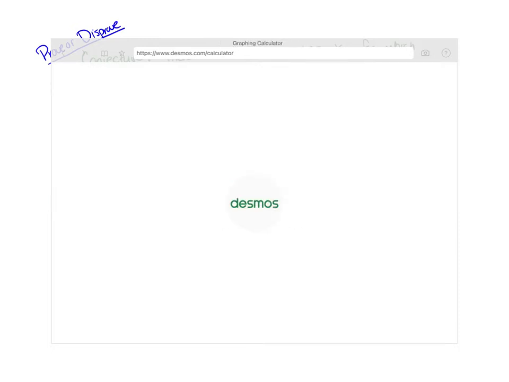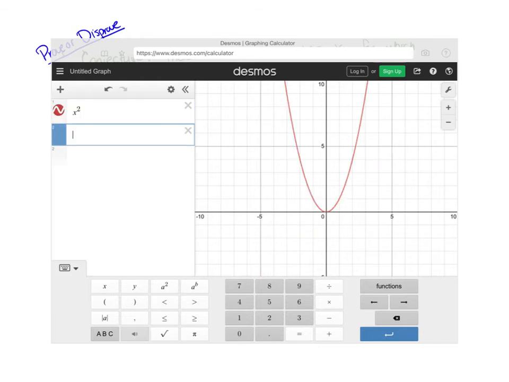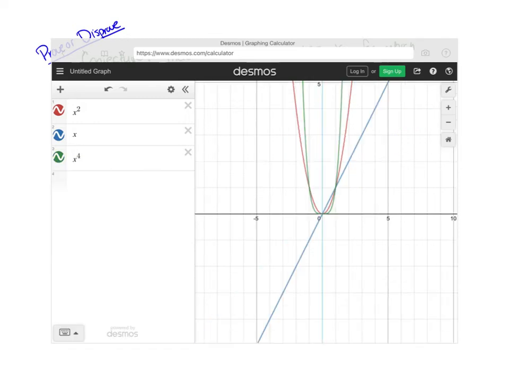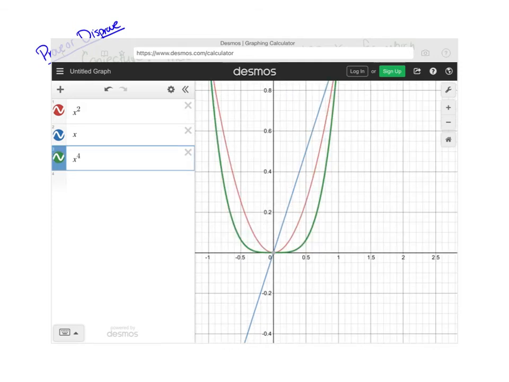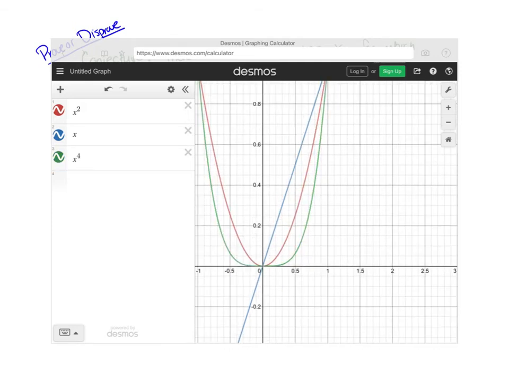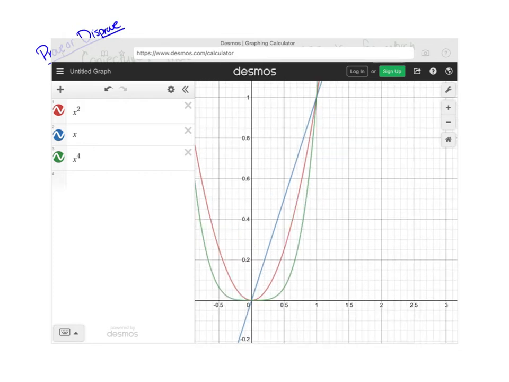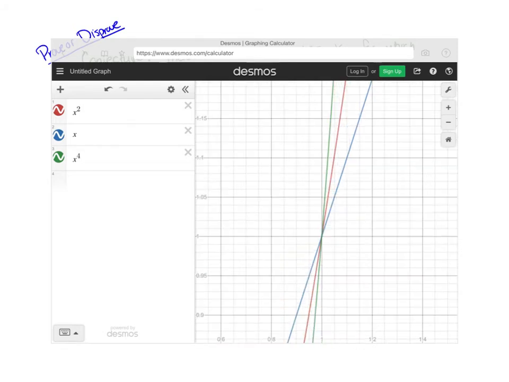And I want to go ahead and graph these two functions. So I'll graph x squared, x, and x to the fourth. And I'm looking for a place where x, which is my blue curve here, is in between x squared and x to the fourth. So I see that x is the biggest between 0 and 1. And then at 1, they all cross each other, and then x becomes the smallest.